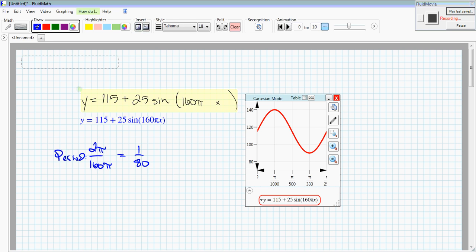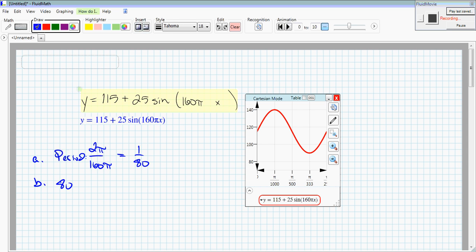Now the fact that this is in terms of minutes means that one full cycle is completed in 1/80th of a minute. So in the next question it says find the number of heartbeats per minute. Well, this symbolizes one heartbeat happens in 1/80th of a minute. That means that 80 heartbeats are taking place in a minute. So Part B would have to be 80.